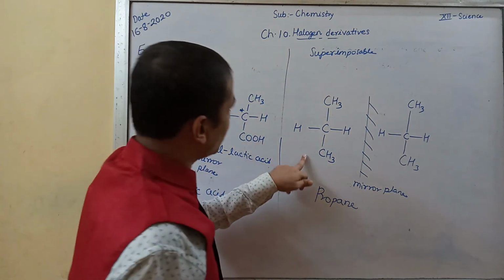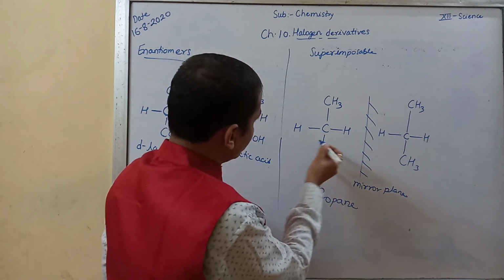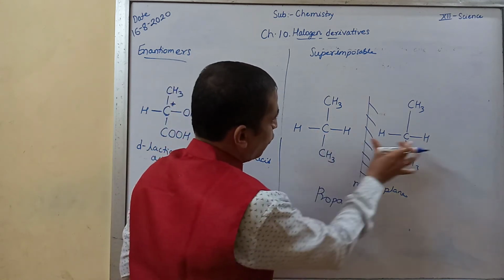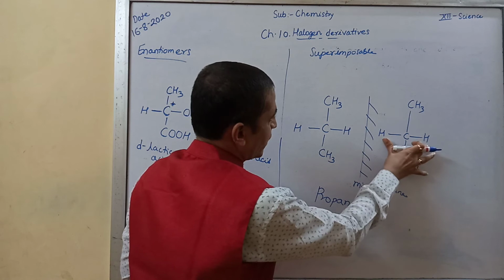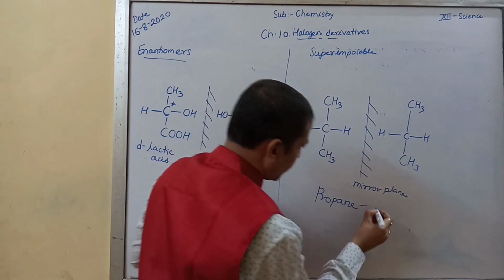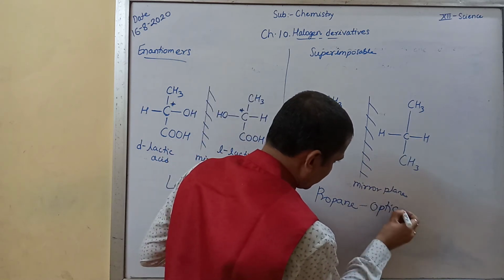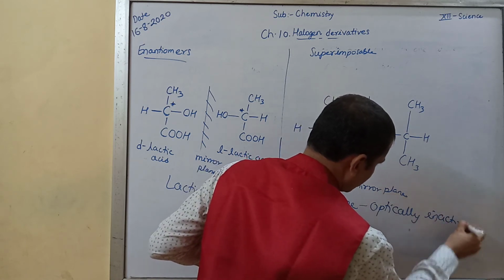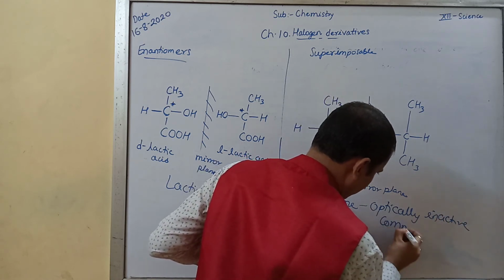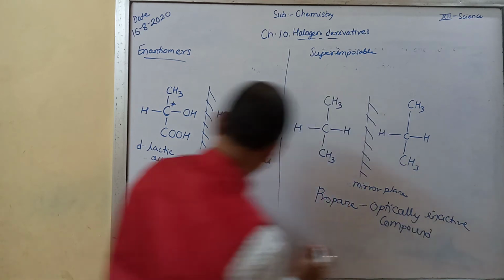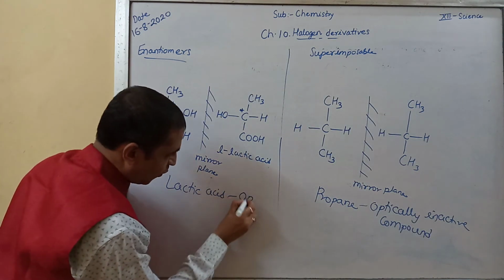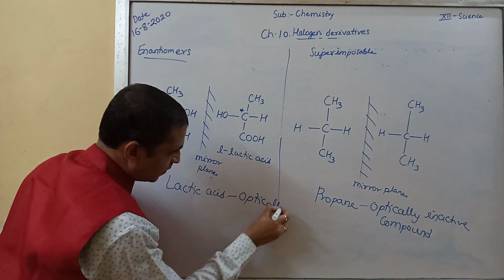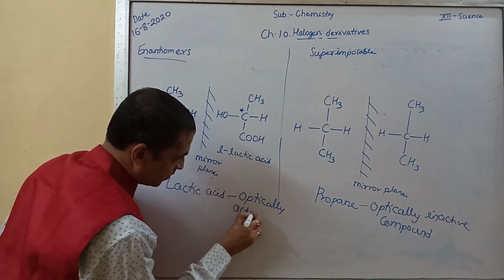Now come to superimposable. Superimposable means what? See, if you place this propane over this, then they may coincide. So propane is what? Optically inactive compound. And lactic acid is what? Optically active compound.